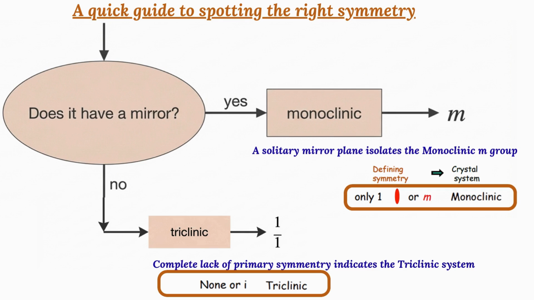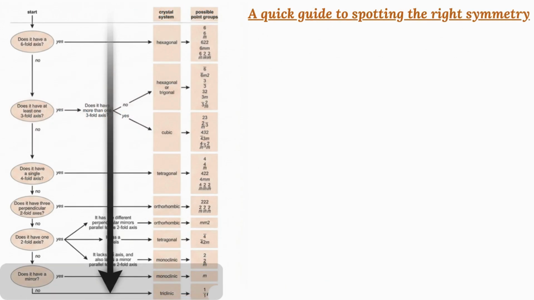If it does not have any sixfold, threefold, fourfold or twofold axis, or any mirror plane, then certainly we can say it is from the triclinic system, because the triclinic system doesn't have any primary symmetry. That is the indication for the triclinic system. In this manner we are able to identify the point groups from the different crystal systems.